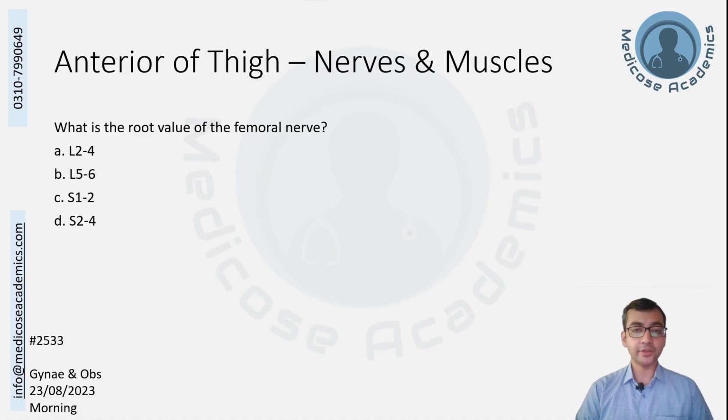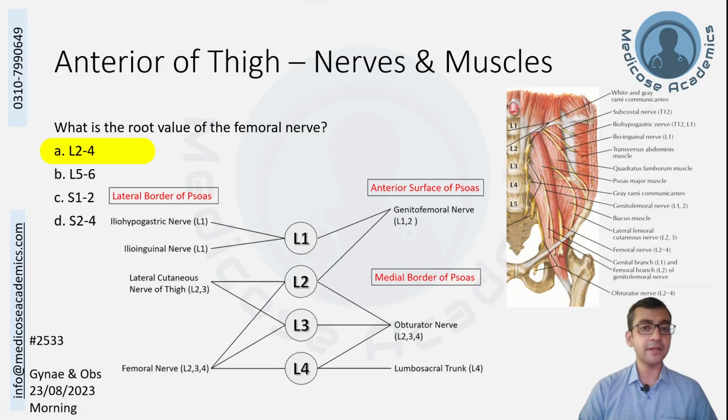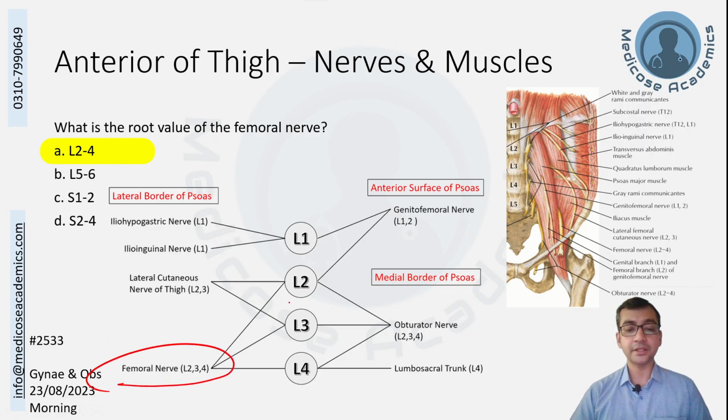Which is the root value of the femoral nerve? It is a frequently asked question. You should remember that the femoral nerve arises from L2, L3 and L4, with L3 contributing the most.